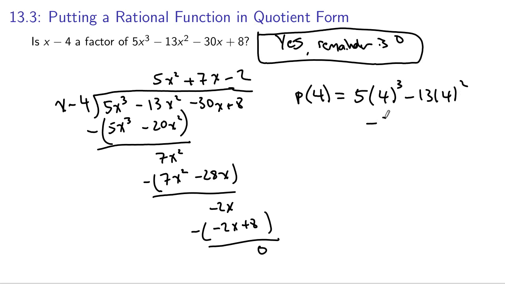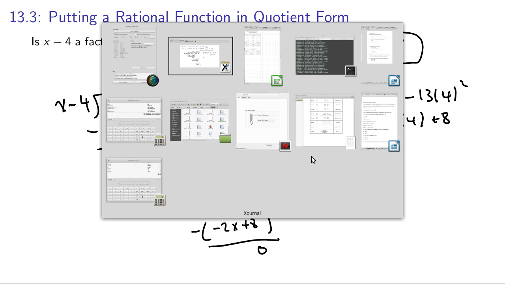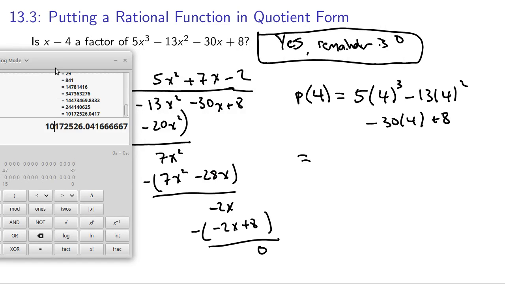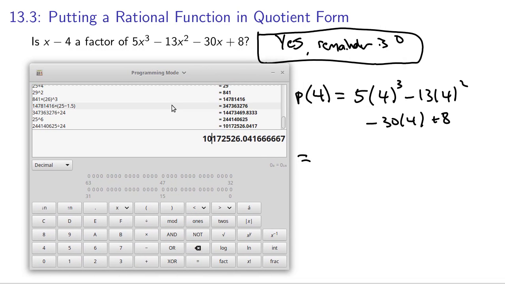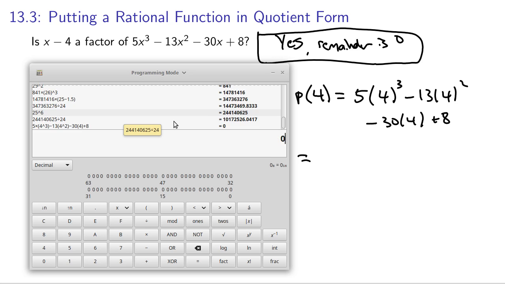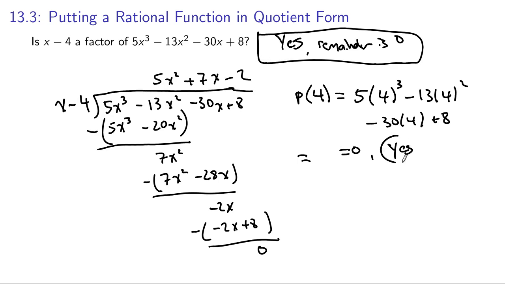So we just need to plug 4 into our polynomial and see, do we get out 0? Getting a calculator out. We just need to find p of 4. So 5 times 4 cubed minus 13 times 4 squared minus 30 times 4 plus 8. Sure enough, that's 0. So the answer is yes. Now see how much faster that was. So that's why the remainder theorem is important.